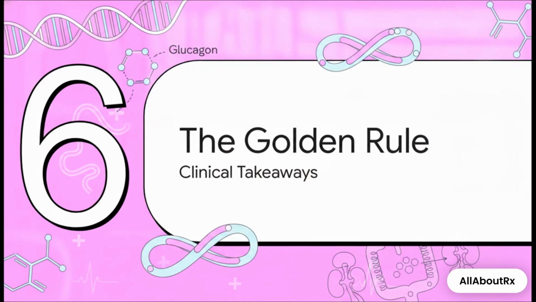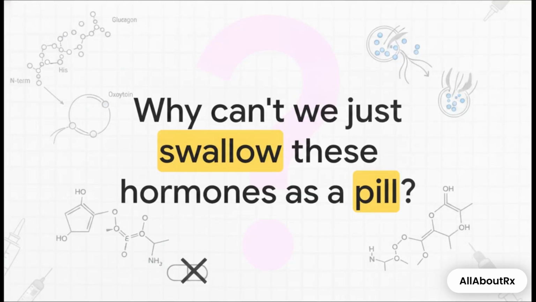Finally, Section 6, the Golden Rule. Let's cover some crucial clinical takeaways. I really want you to think critically about this for a second. We've just established that patients frequently need to supplement glucagon for hypoglycemia, oxytocin for labor, ADH for diabetes insipidus, and insulin for diabetes mellitus. But in every single case today, we talked about IVs, injections, or nasal sprays. So why can't we just swallow these hormones as a daily pill?